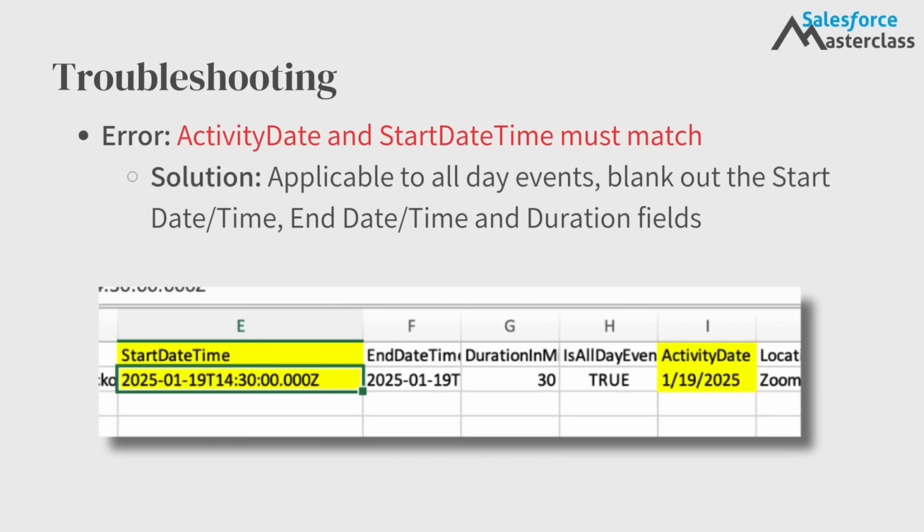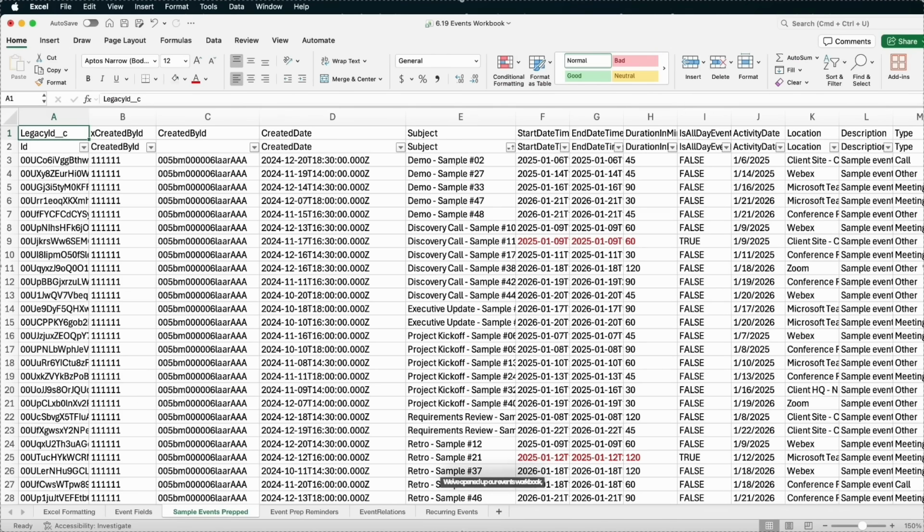Let's jump into Excel and Data Loader and insert our event and our event attendees files. We've opened up our events workbook and we're on the sample events prepped tab.